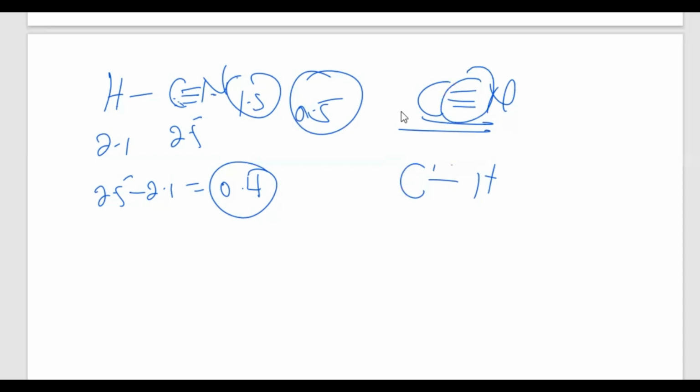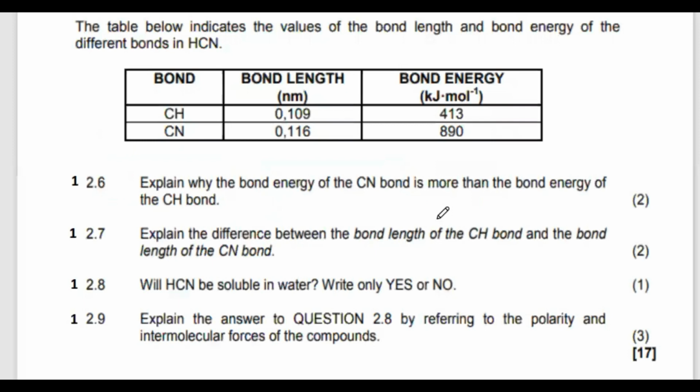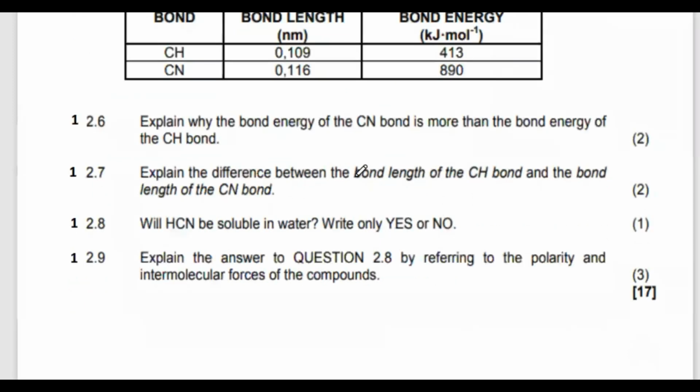This one is 1 bond, which means it's a little bit longer, and then it becomes weaker. Hence, the bond energy for this is going to be higher than the bond energy here. Please don't go without knowing that. Okay. Explain the difference between the bond length of hydrogen cyanide and the bond length of, yes. Explain the bond energy. We have talked about it.